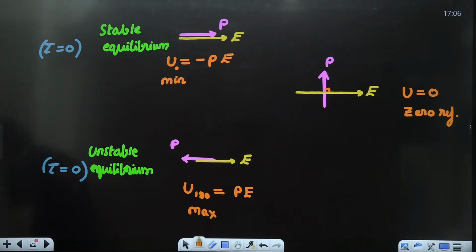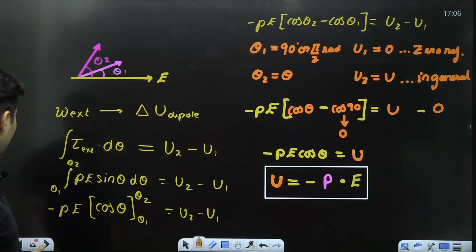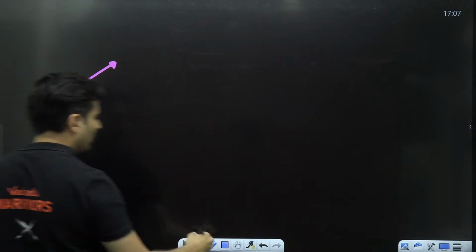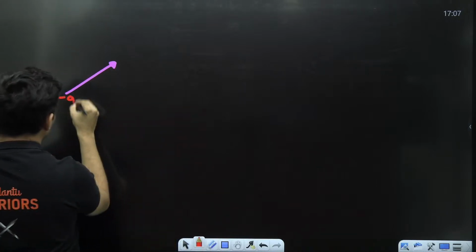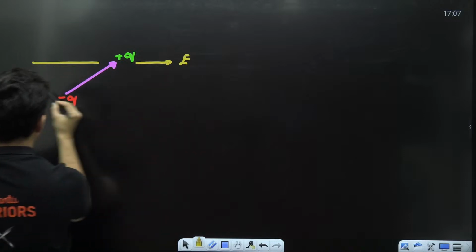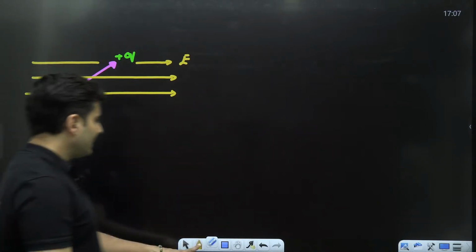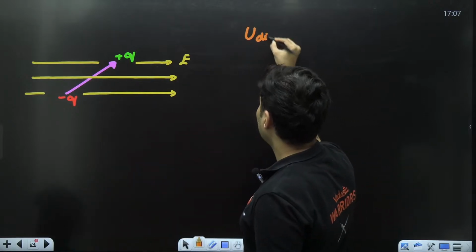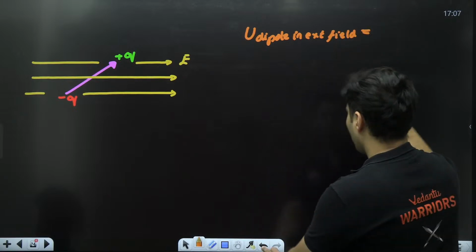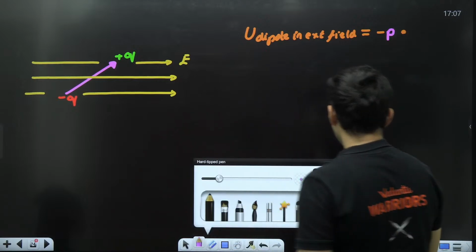Understood? Clear? Awesome. Now there is one more part which they have mentioned right over here. Let me explain this part as well. See, when you take that dipole which has that negative charge and that positive charge and place it in an electric field like so, then we said that there is an electrical potential energy of that dipole in that external field, given by minus P dot E. That is what we have seen till now, minus P dot E.